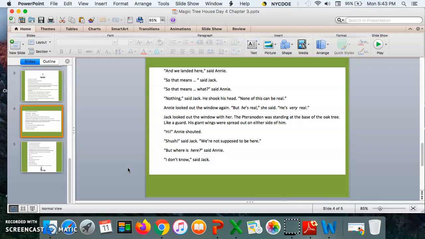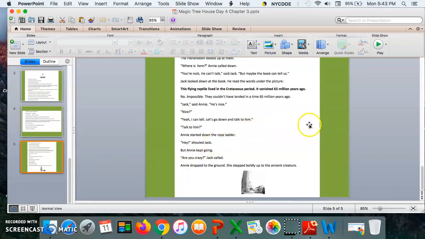Annie looked out the window again. But he's real, she said. He's very real. Jack looked out the window with her. The pteranodon was standing at the base of the oak tree, like a guard. His giant wings were spread out on either side of him. Hi! Hi! Annie shouted. Shh! Shush! Said Jack. We're not supposed to be here. But where is here? Said Annie. I don't know, said Jack.